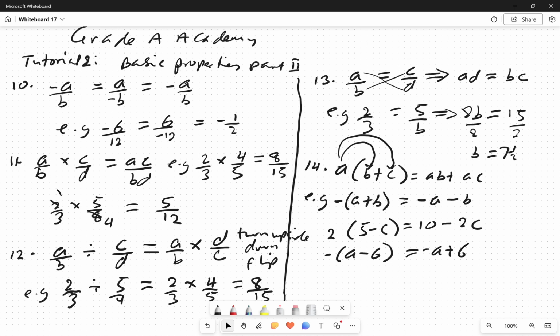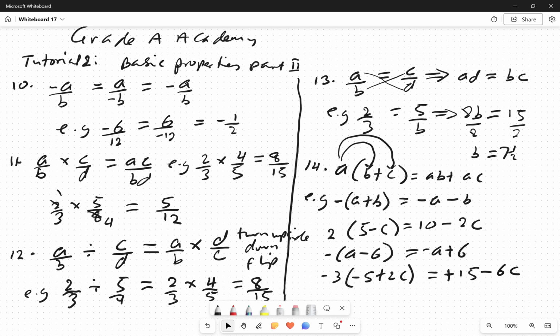You can also have an example like -3 times -5 plus 2C. Same way, expand or distribute. So -3 times -5 is going to be plus 15: minus times minus is plus 15. And then minus times plus is negative, so -3 times 2C is minus 6C. And that is how we simplify this.